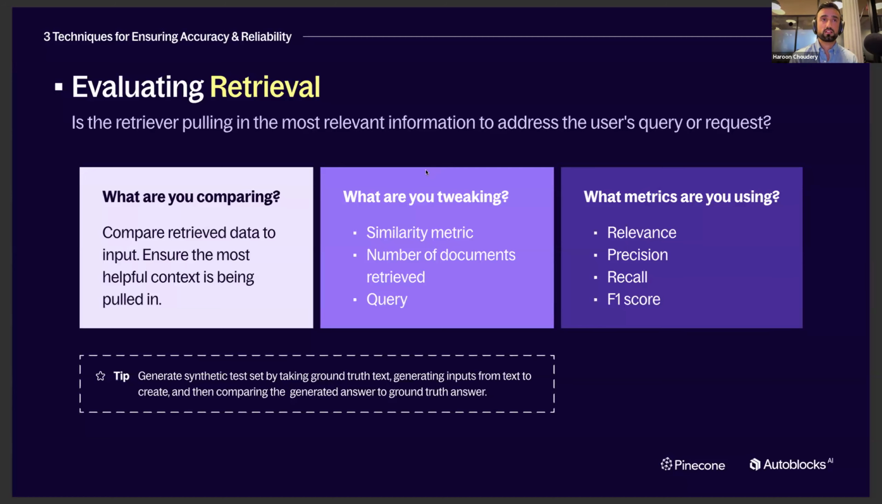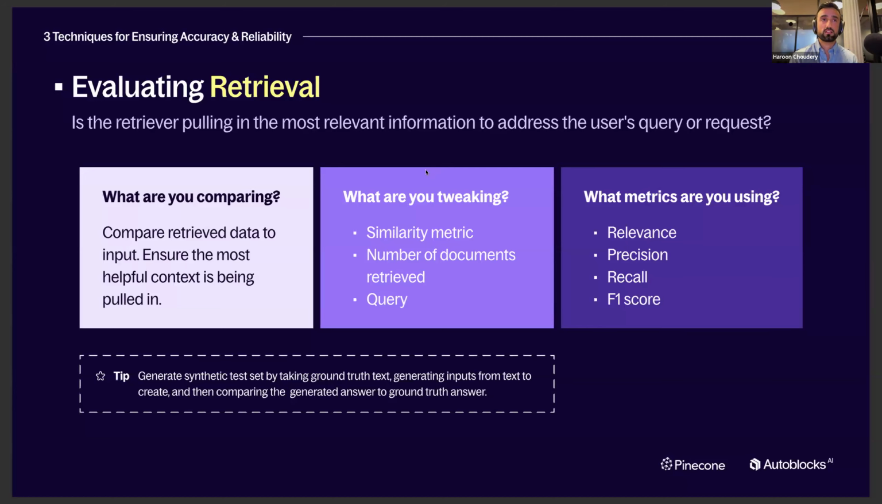The next portion here is evaluating generation. The main question you're trying to answer is: is the generated LLM output correct? So what you're comparing is the input to the LLM and the retrieved context, both to the outputs. You want to make sure that the LLM is set up for success. It has all the context that it needs to be able to answer a specific question, and that it's not hallucinating and making things up. Some of the things that you might be tweaking are prompts and the model, and also various parameters within a model. For example, temperature is one common one that folks will adjust.